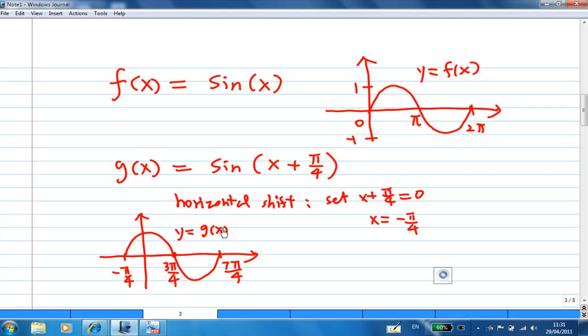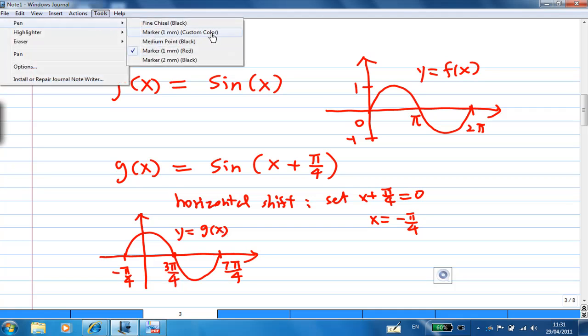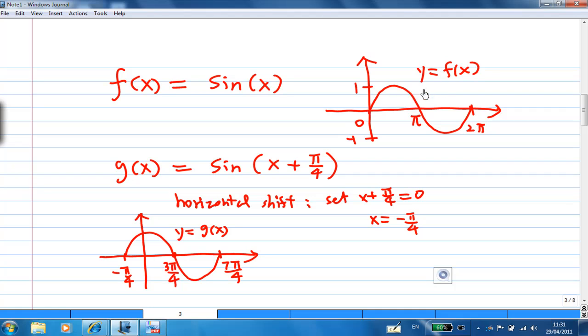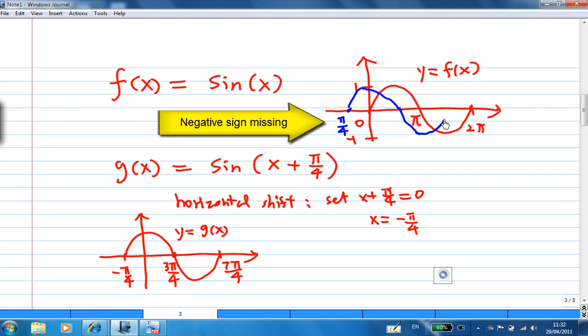So going back to the graph, you can make some comparison. This is my y equal f of x, then y equal g of x will be shifted by pi over 4. So more or less pi over 4 is here to the left, minus pi over 4, right? Then you just do a shifting and you'll find that you get something like this after you do the shifting.